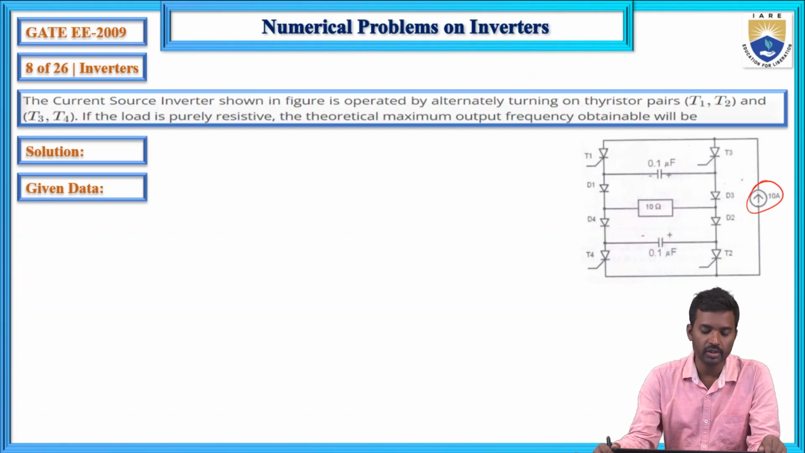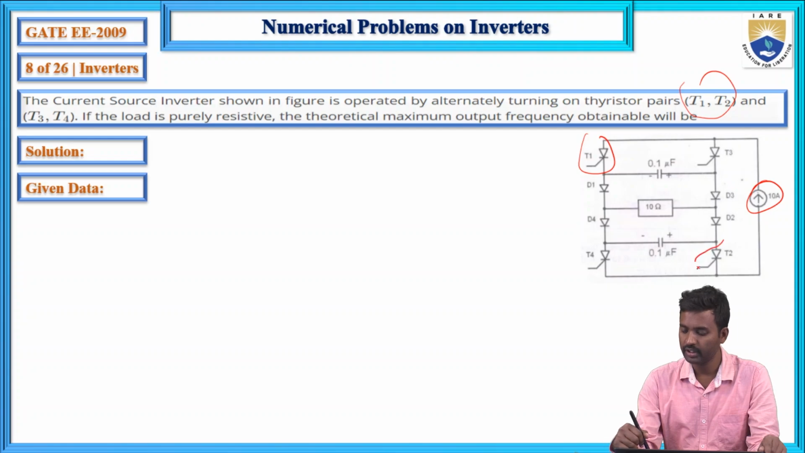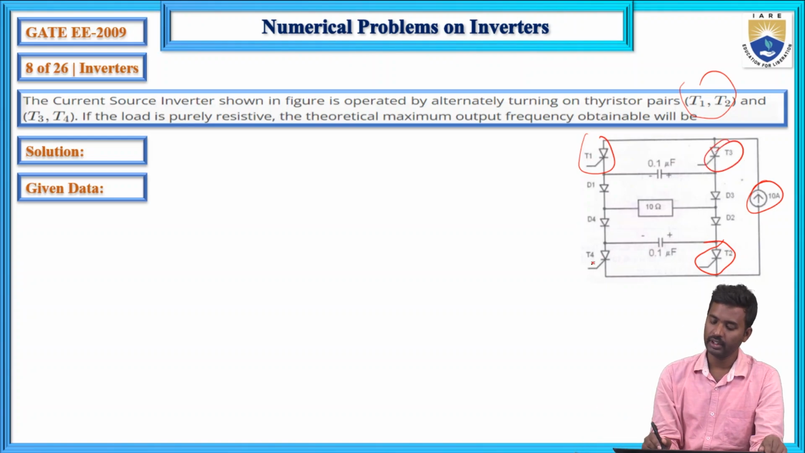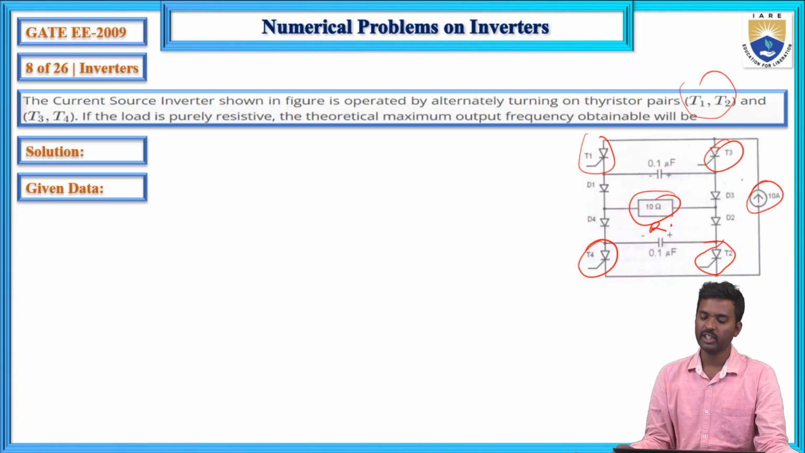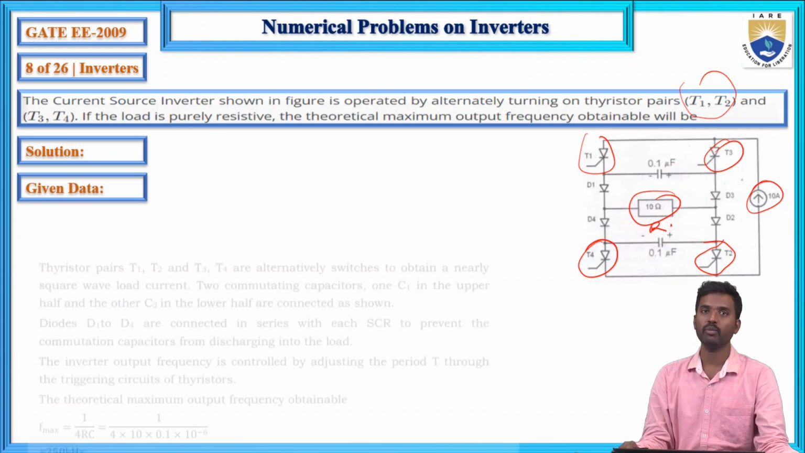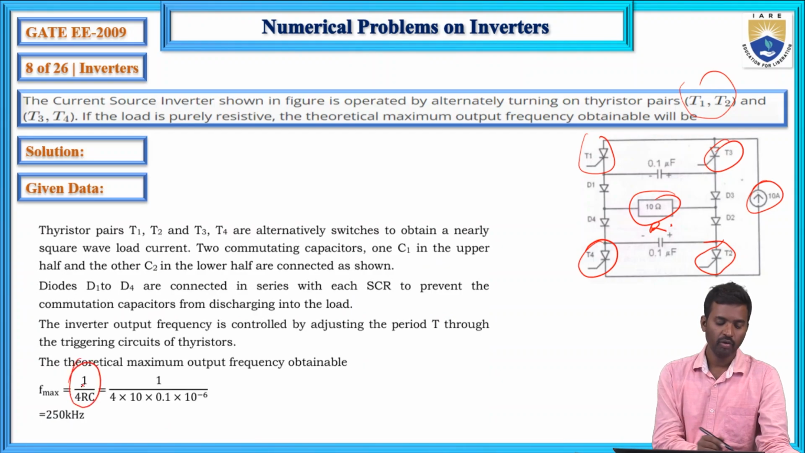Now the current source inverter is operated by alternately turning on thyristors T1 and T2, and next T3 and T4. This is a purely resistive load, this is the R load. Now the theoretical maximum output frequency: there is a formula, this is the formula 1 by 4 RC, where this is the R and this is the C value.